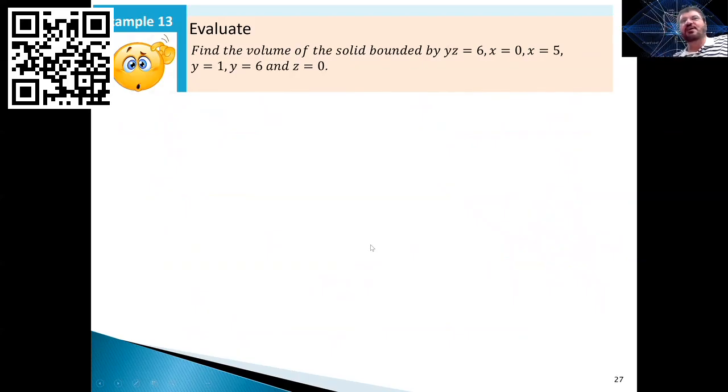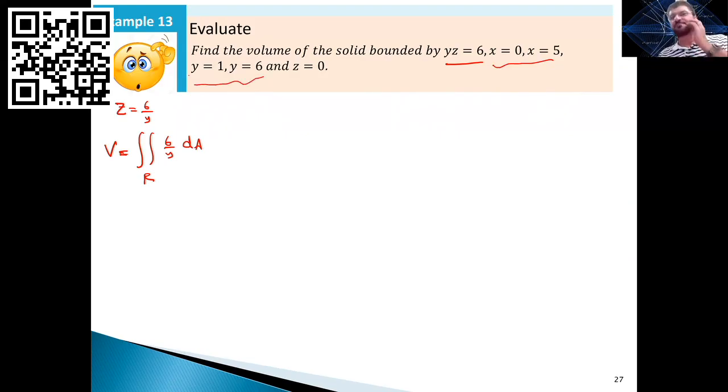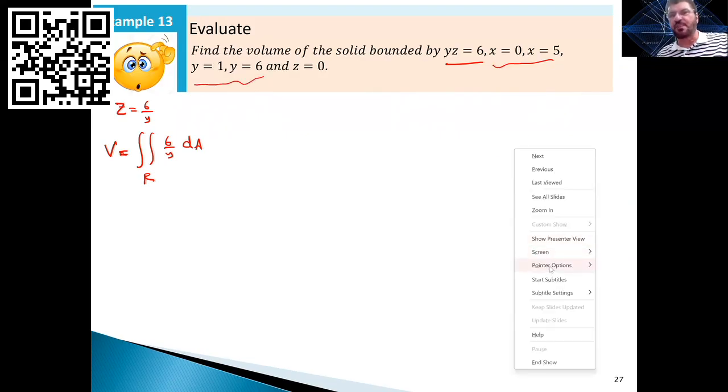One more question. Find the volume of the solid bounded by yz equal to 6. So I know here that z will be 6 over y. That's the inside. So I know that the volume is going to be the double integration. Always z goes inside. Then we say dA over R. Now let's look at the situation we have here in our region. Now these are all for our region. So let's graph it.